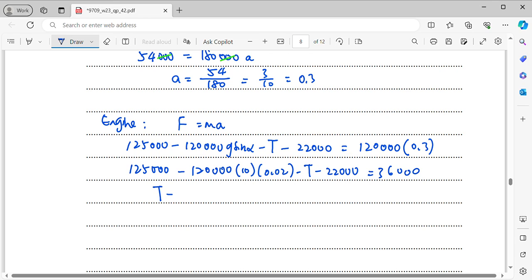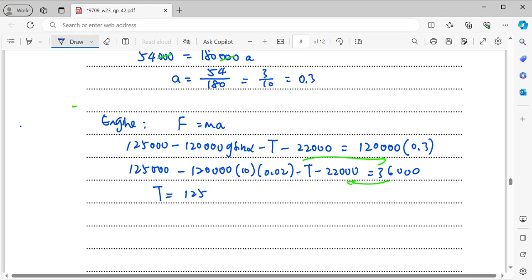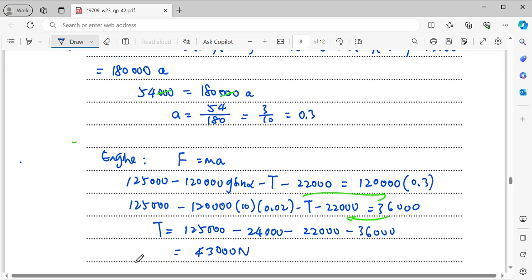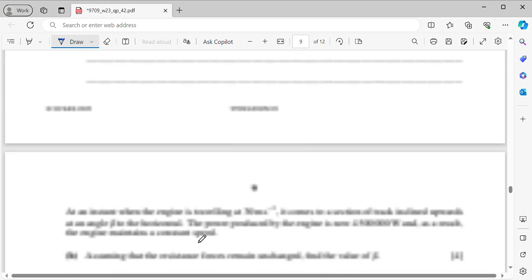Then now my T, just move the T to the left side and this 36,000 to the right side. Then you will be getting 125,000 minus 24,000 minus 22,000 minus 36,000. Then from here you will be getting 43,000 Newton. Okay, so this is how you consider the engine to get the T. So if you don't want to consider the system, you can consider the engine and also the coach using the same method. Okay, so done for this part.